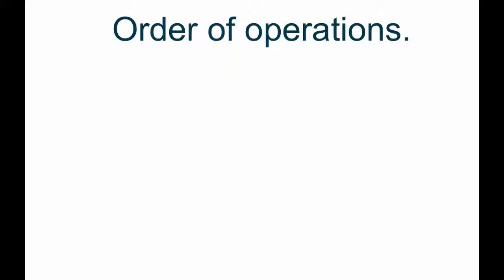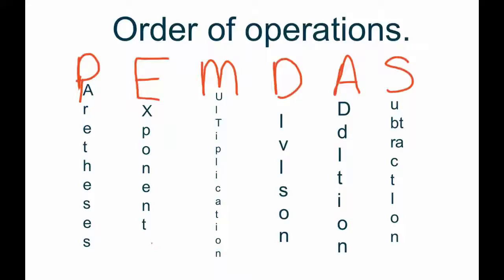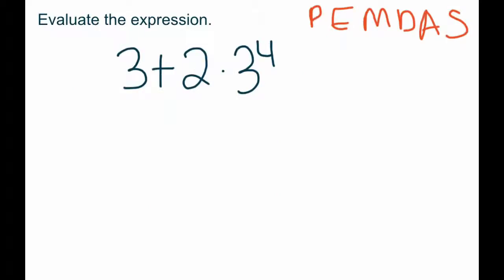Now let's review our order of operations. Many of you may know the phrase, "Please excuse my dear Aunt Sally." This is an acronym for parentheses, exponent, multiplication, division, addition, subtraction. This is the order that you perform your operations in. Let's try an example.